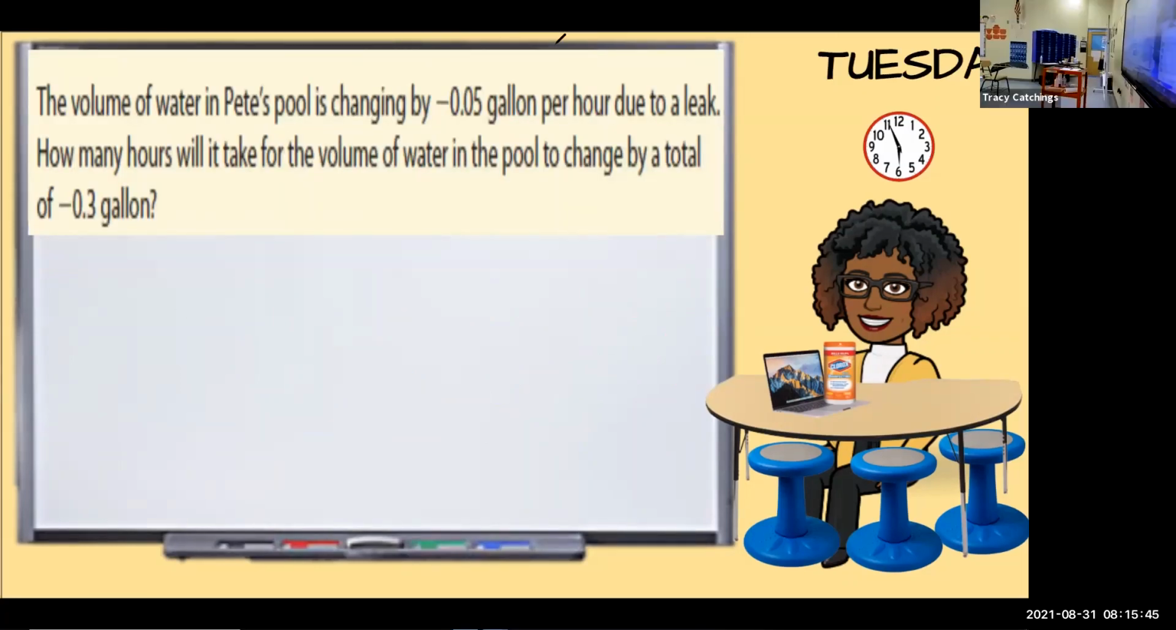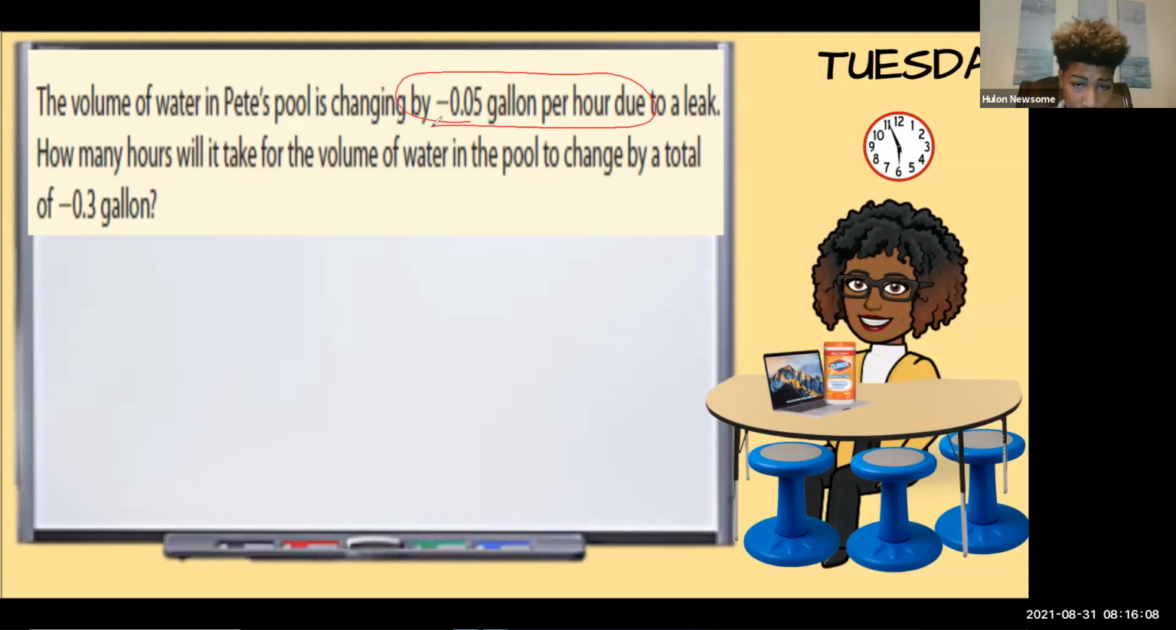All right, this one deals with decimals. It says the volume of water in Pete's pool is changing by -0.05 gallons per hour due to a leak. They asked how many hours would it take for the volume of water in the pool to change by a total of -0.3 gallons.